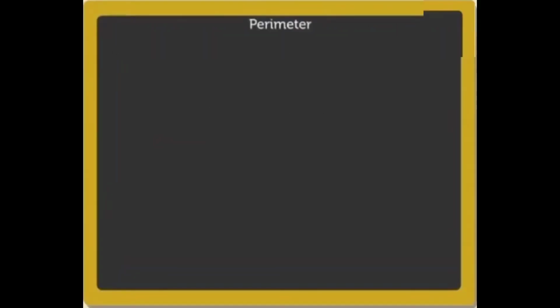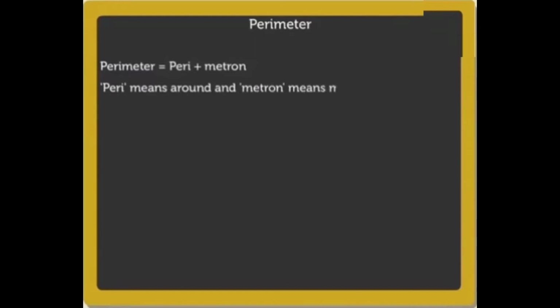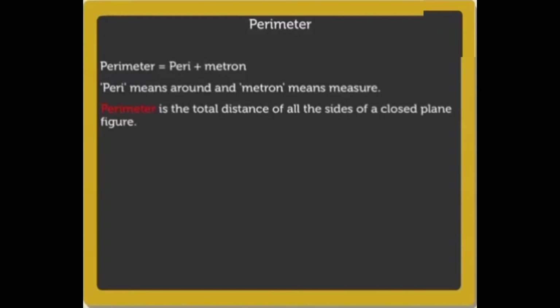Perimeter. The word perimeter comes from two Greek words, peri and metron. Peri means around and metron means measure. Thus, perimeter is the total distance of all the sides of a closed plane figure. Hence, it is found by adding the lengths of all the sides of a closed plane figure.